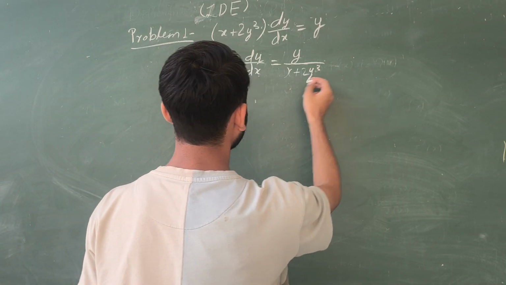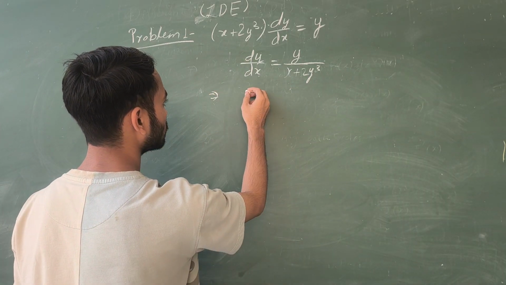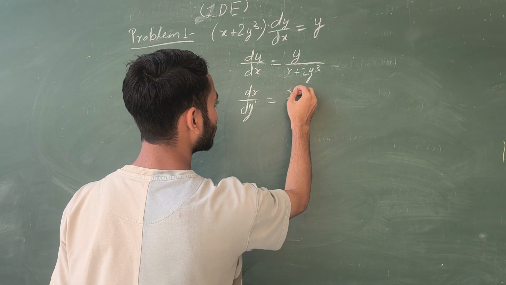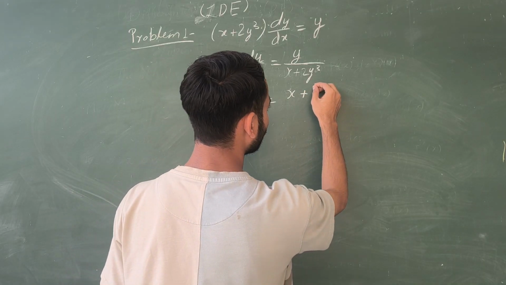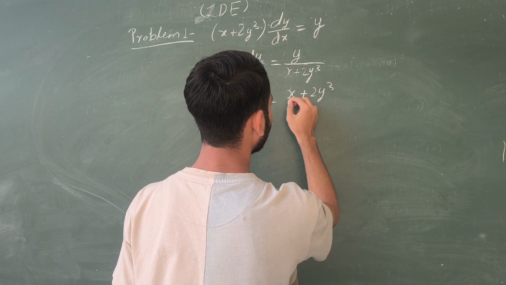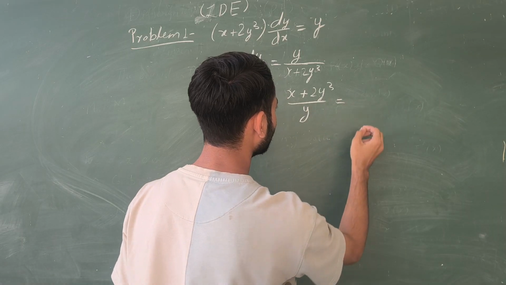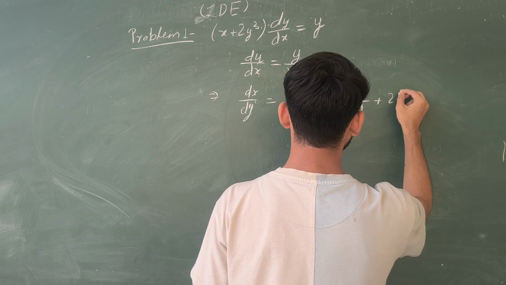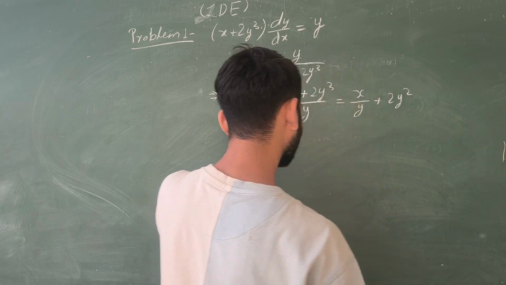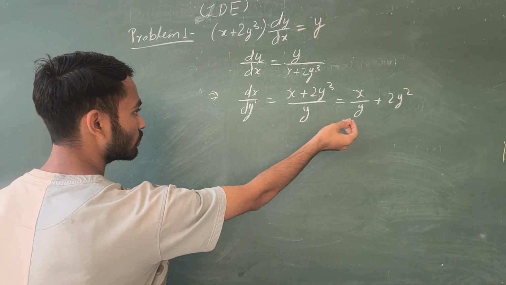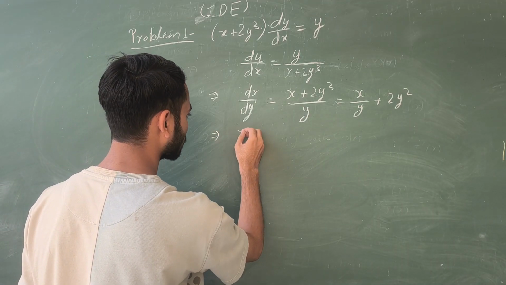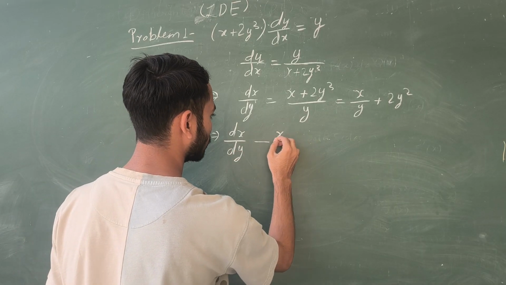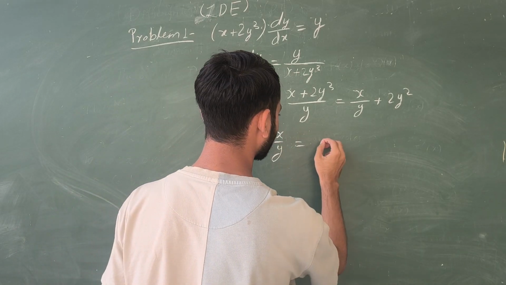If we take dx by dy, we are trying to make it linear, right? So we will write like this, divide by y. This will be x by y plus 2y square. Now take x by y to the left hand side, dx by dy minus x by y is equal to 2y square.